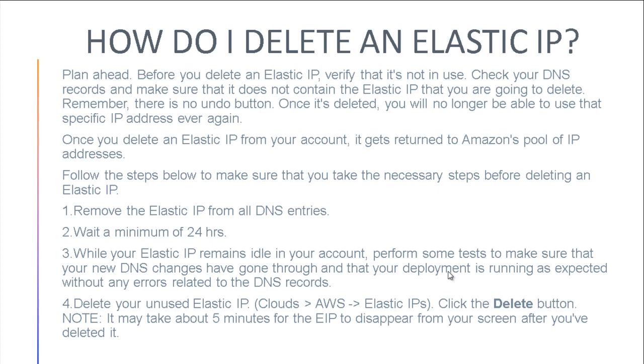Next, delete your unused Elastic IP address. Go to the AWS console, Elastic IPs, then click the delete button. Note that it may take about 5 minutes for the Elastic IP to disappear from your screen after you have deleted it.